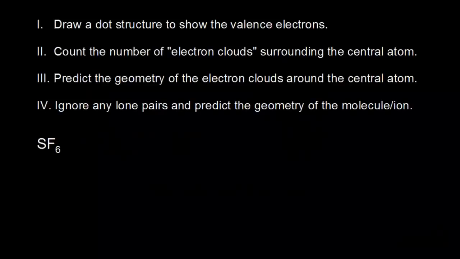In this video, we're going to apply VSEPR theory to 6 electron clouds. So if our goal is to find the shape of the sulfur hexafluoride molecule, once again we start with our dot structure. Sulfur is in group 6 on the periodic table, so 6 valence electrons. Fluorine is in group 7, so 7 valence electrons, but I have 6 of them. So 7 times 6 gives me 42, and 42 plus 6 gives me 48 valence electrons that we need to show in our dot structure.